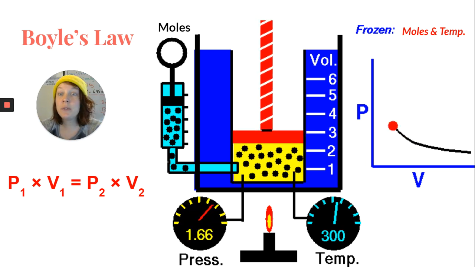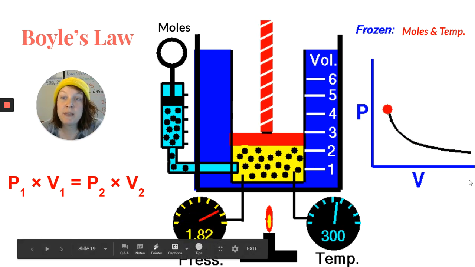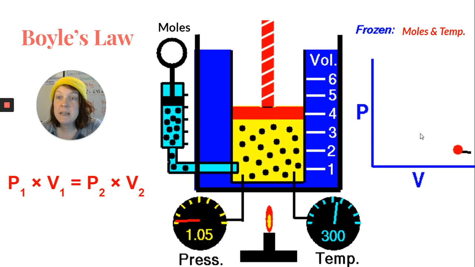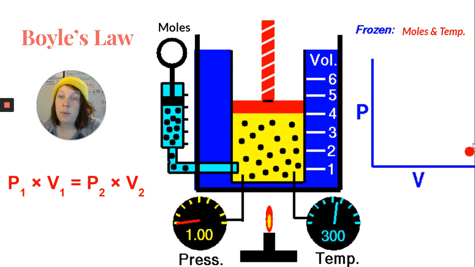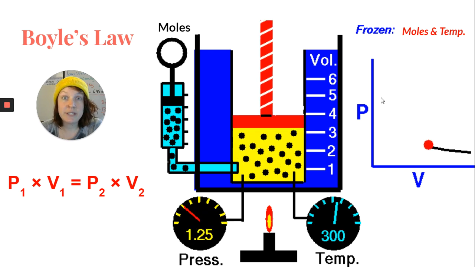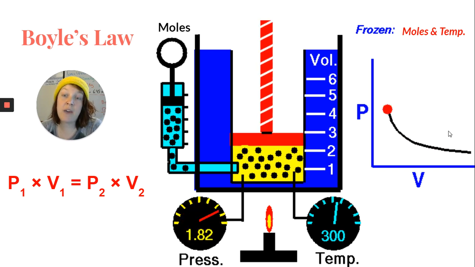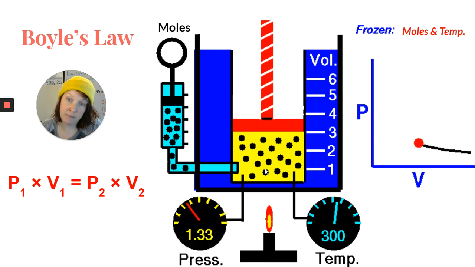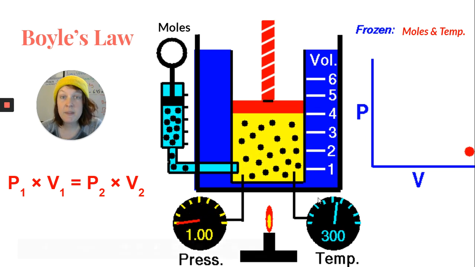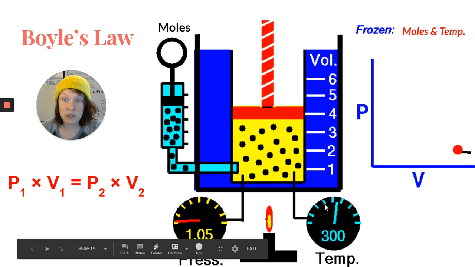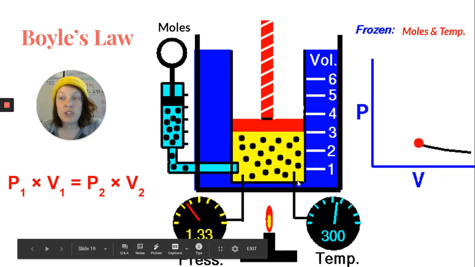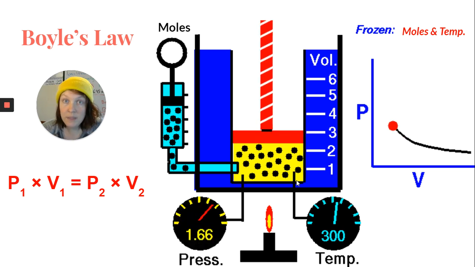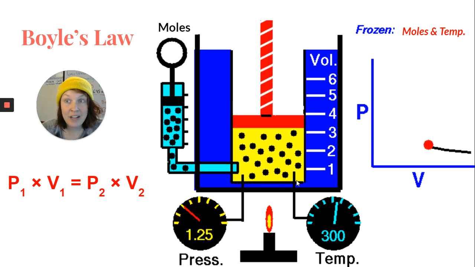Anyway, what I really like about this is as we push the piston down, you can see that pressure is increasing. And as we pull the piston out, pressure decreases. So again, this graph shows that the number of particles is the same, no more particles are being added. The temperature is staying the same, so we've got our two constants. And as we change the volume, our pressure is impacted. So that is Boyle's Law in a nutshell.